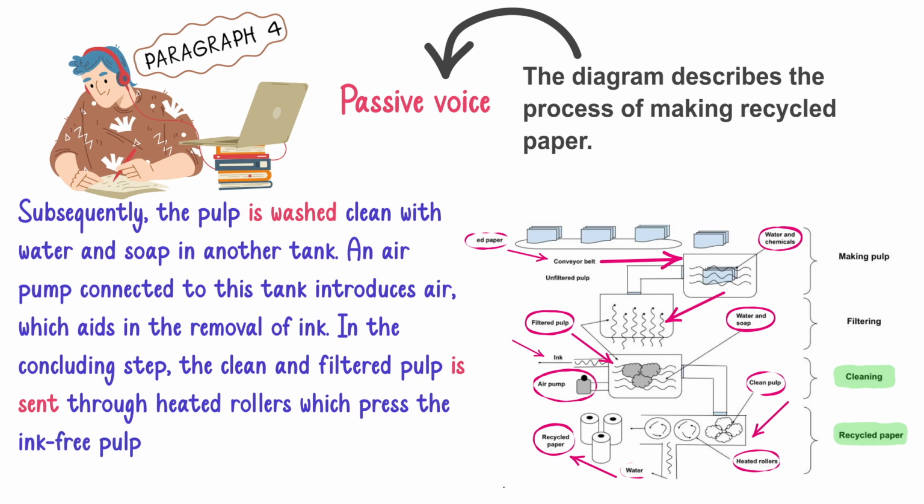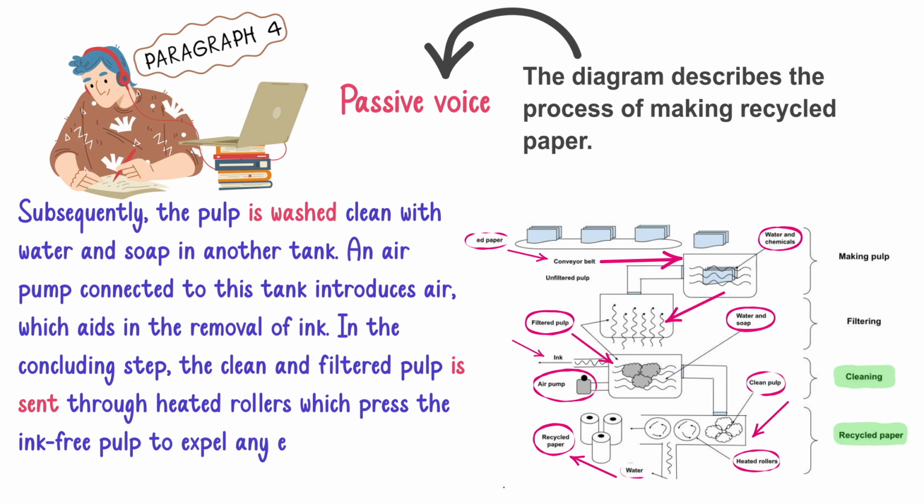So why do I use ink-free pulp? Because in the last stage we saw that the ink is removed. So what we have here is ink-free pulp. This is a way that I'm trying to avoid repeating the previous word. We had clean pulp, as you can see, the clean and filtered pulp. Now here, what I'm trying to say is ink-free pulp instead of repeating the word clean, all right?